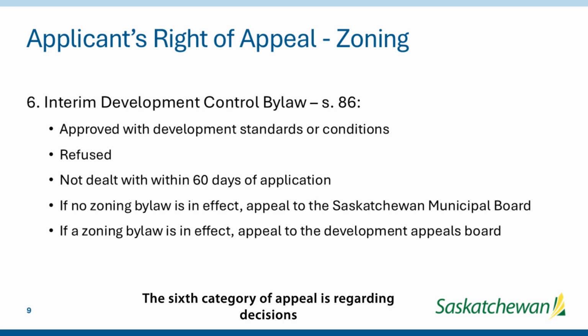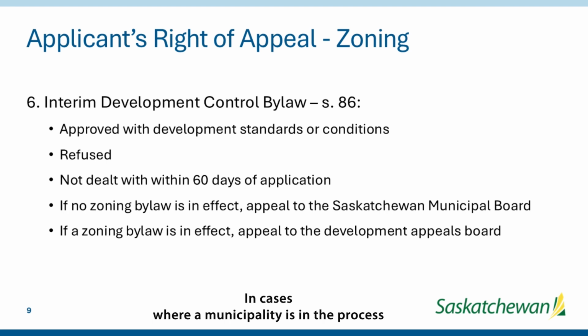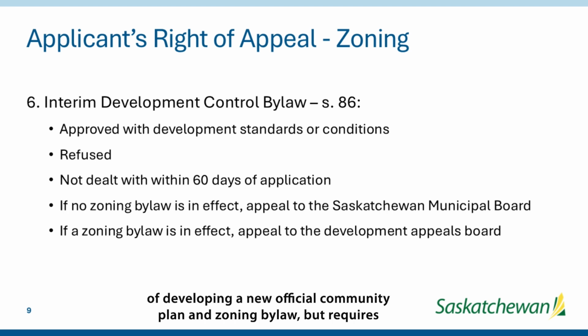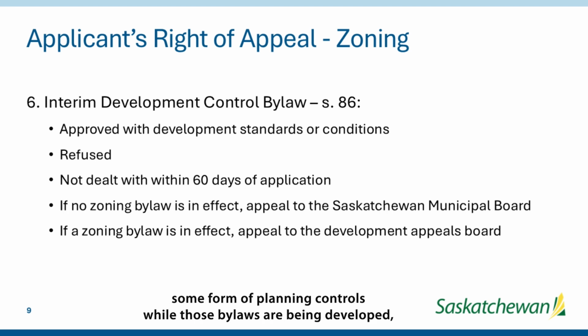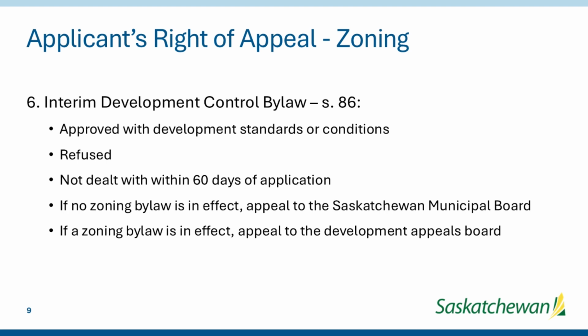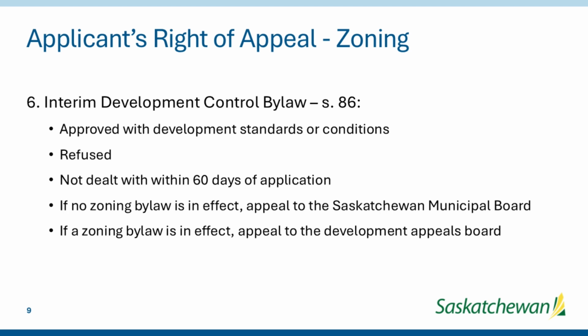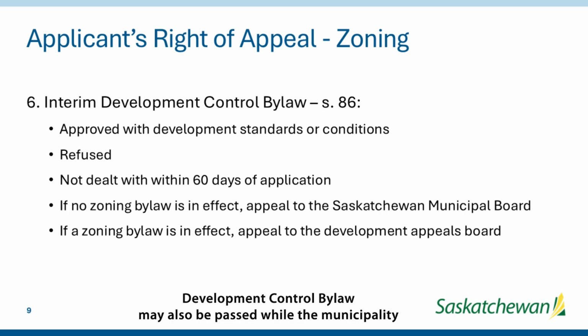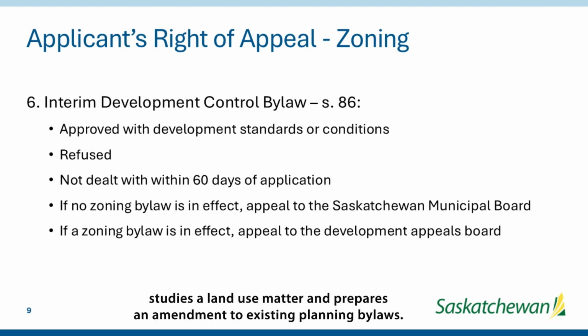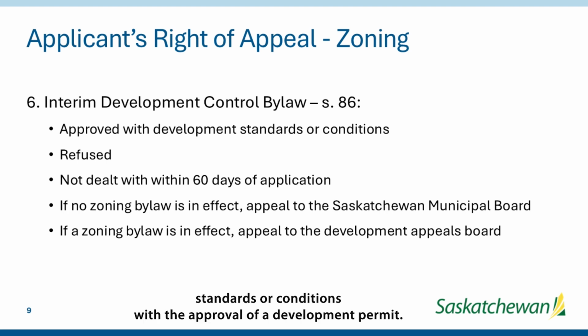The sixth category of appeal is regarding decisions pursuant to interim development control bylaws. In cases where a municipality is in the process of developing a new official community plan and zoning bylaw, but requires some form of planning controls while those bylaws are being developed, the Act allows for the adoption of an interim development control bylaw. An interim development control bylaw may also be passed while the municipality studies a land use matter or prepares an amendment to existing planning bylaws. Interim development control bylaws allow council to assign development standards or conditions with the approval of a development permit.